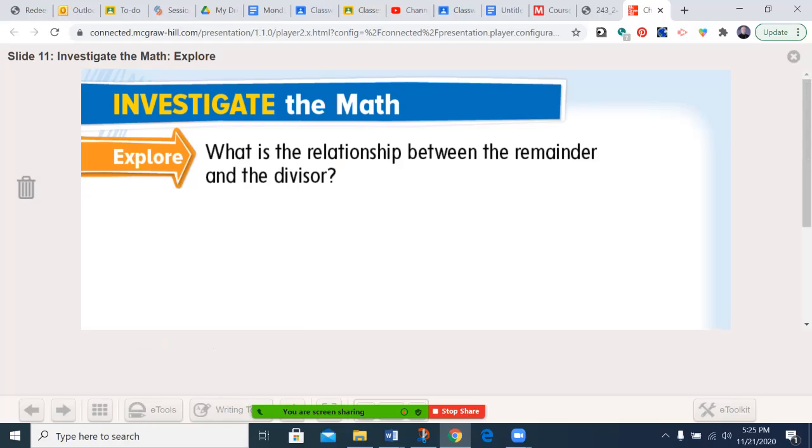So let's begin with this question. What is the relationship between the remainder and the divisor? The remainder is what's left over once we figure out how many times the divisor goes into the dividend. It also tells us if we have chosen the right digits within the quotient.